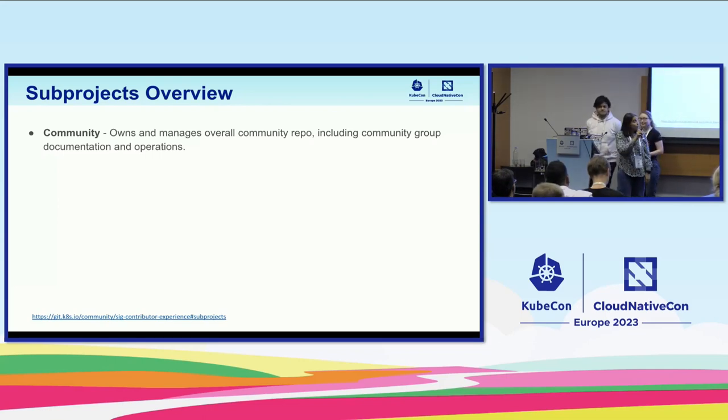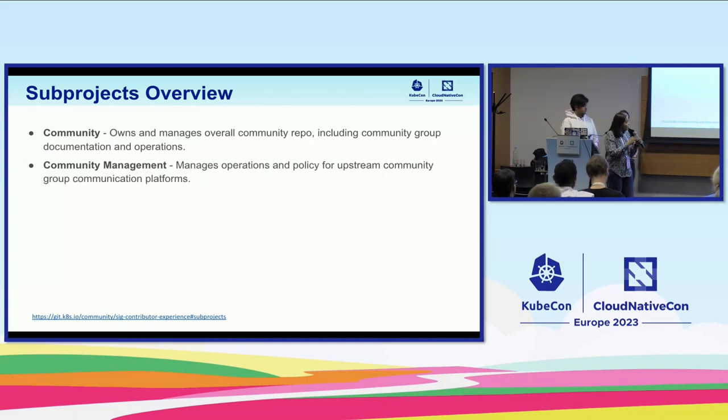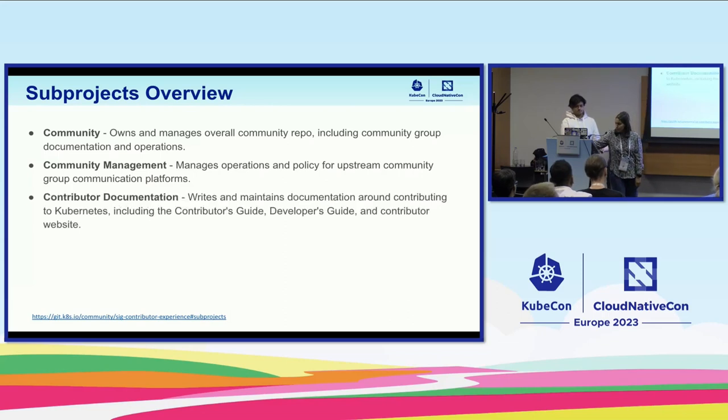Yeah, so the first subproject we have is community. This project owns and manages the overall community repo we have, which also includes our community groups, documentation, and any operations there. Next, we have community management, which manages all the operations and policies that we have for the upstream community communication platforms. Then we have contributor documentation. We also manage and maintain documentation around contributing to Kubernetes and sub-projects in general, which includes the contributor's guide, the developer guide, and the website we have for contributors.